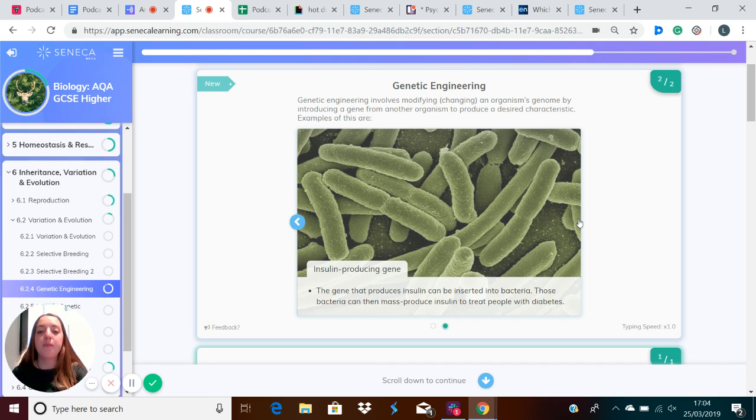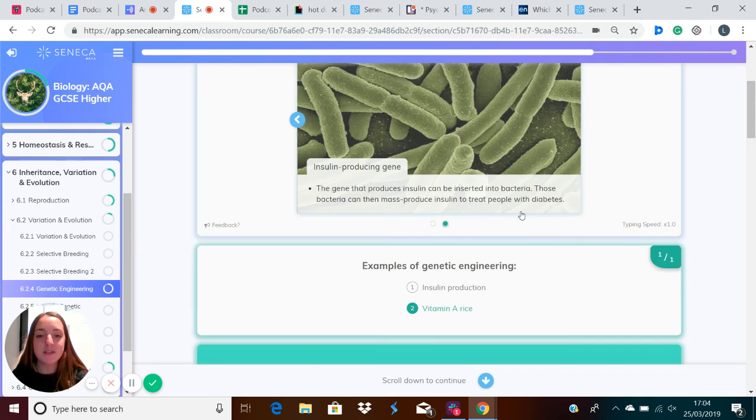Another example is the production of insulin. The gene that produces insulin can be inserted into bacteria, and those bacteria can then mass produce insulin to treat people with diabetes. So the people who have type 1 diabetes and can't produce insulin for themselves.